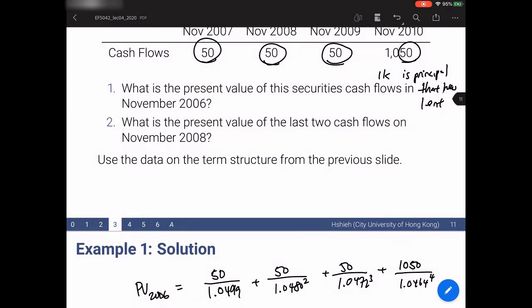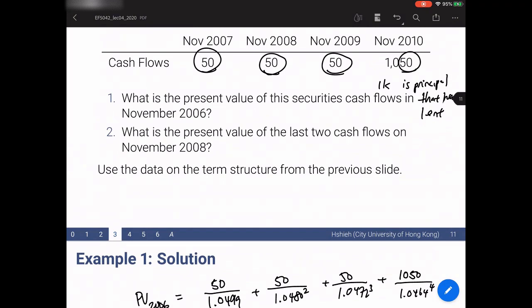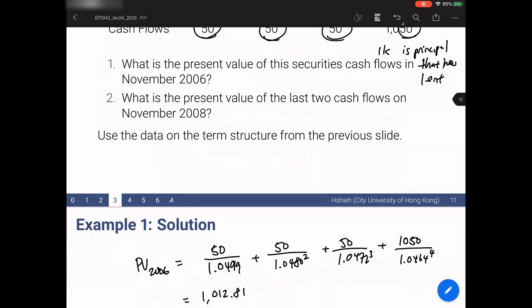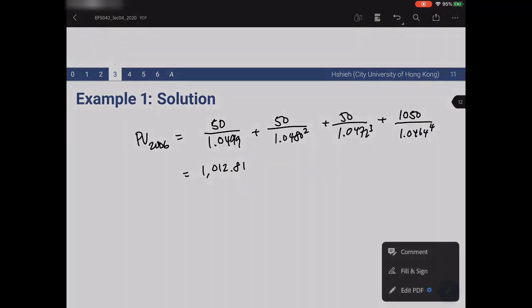Okay, so just to reiterate what we just did, we took those four $50 cash flows plus the final principal payment at the end of the 2010 year, and we discounted each of those cash flows corresponding to the risk-free interest rate that we got from the term structure, matching on maturity or the investment horizon. So for the first year out from 2006, we got 4.99%, and then 2 years out, 4.8%, 3 years out, 4.72%, and 4 years out, 4.64%. So that's question 1.